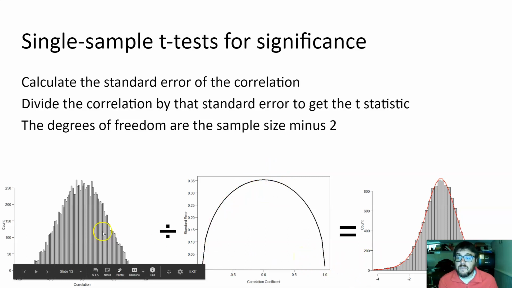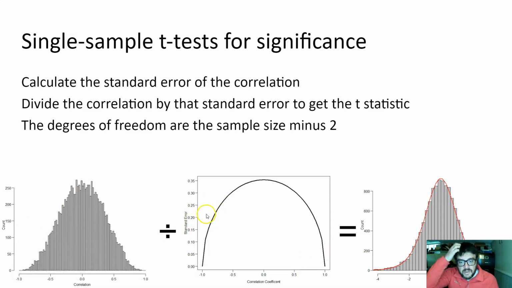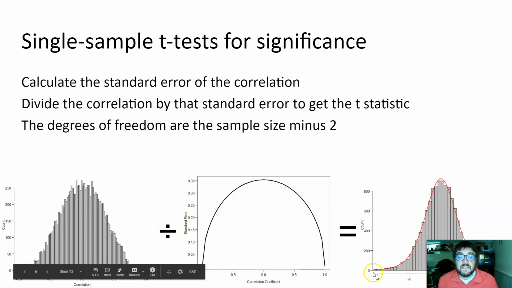And so then we divide the observed correlation by the standard error, and we get this t distribution. The black, again, is the observed values divided by the standard error, and the red is the theoretical t distribution with 9 degrees of freedom. You can see they match super well. So then we can do a single sample t-test.